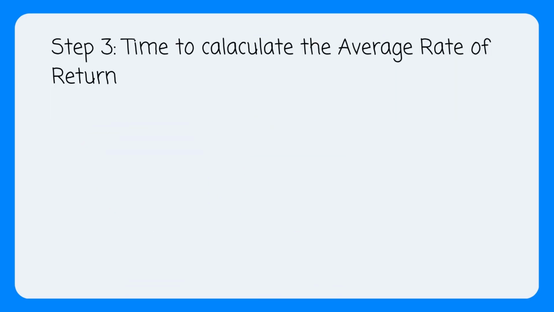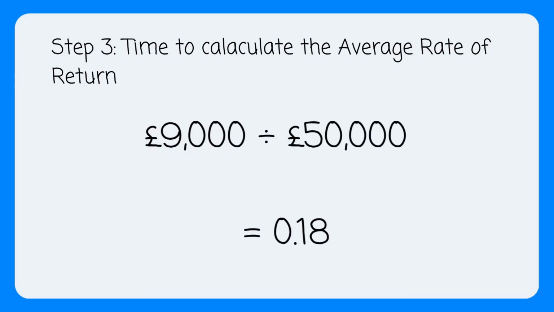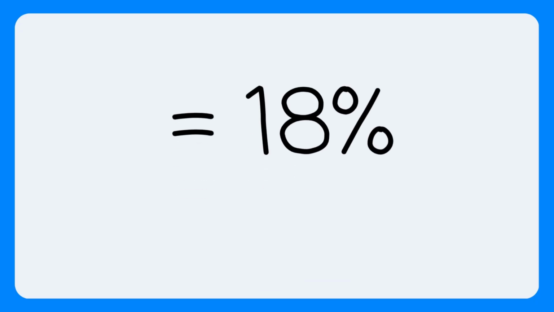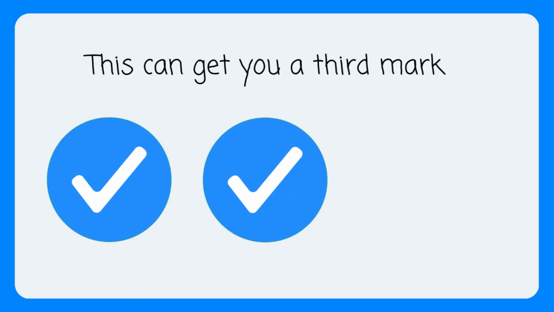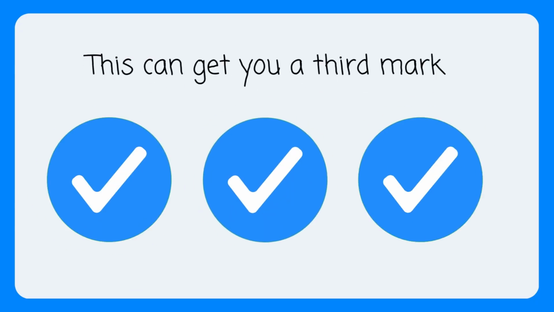We divide that £9,000 yearly profit by the original £50,000 investment, and that gives us our rate of return. That comes out as 0.18. To get the answer as a percentage, times the decimal you got by 100. And this is the key idea. ARR turns profit into a percentage, so it's super easy to compare different investments. This gets you the third mark in the OCR GCSE.